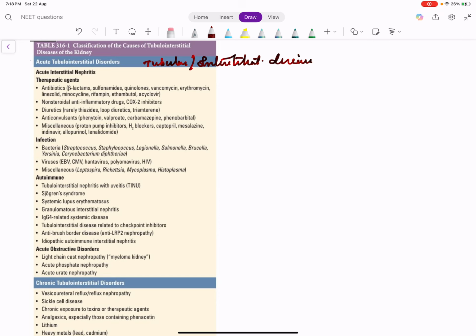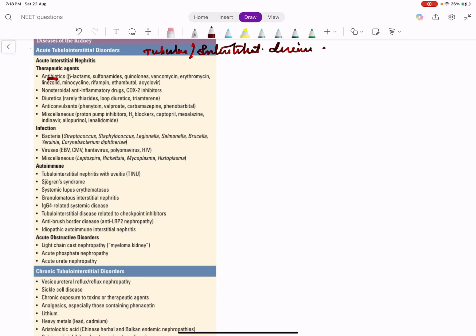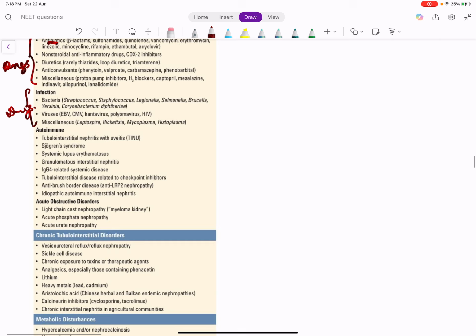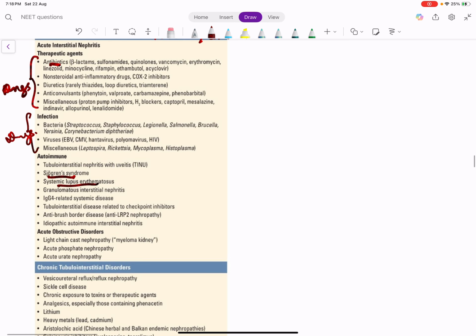Usually they are taken together. So here they are given acute tubulointerstitial disease. Which are the conditions where acute tubulointerstitial diseases can occur? One, antibiotics, some drugs. Many drugs can cause nephritis. Infections can cause nephritis. This we had discussed already in AKI. Now some autoimmune diseases also can occur, like Sjogren syndrome, SLE.